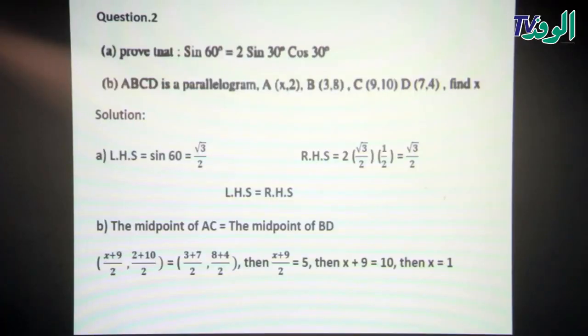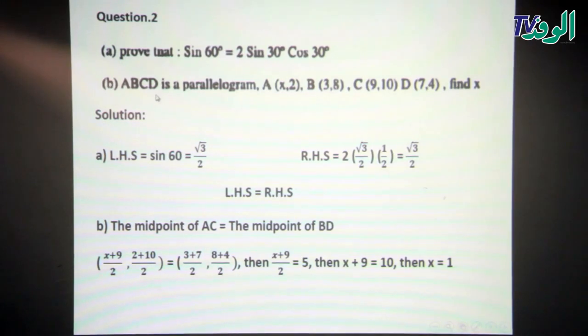If they are equal يبقى انا صح. تعال نشوف ازاي. هنا في left hand side we have sin 60, يبقى LHS is sin 60, which is root 3 over 2. The right hand side is 2 sin 30 cosine 30, يبقى RHS is 2 times root 3 over 2 اللي هي sin 30. Cosine 30 is half, 1 over 2. When we evaluate it we can get root 3 over 2. When we compare both sides they are equal, then left hand side equals right hand side.